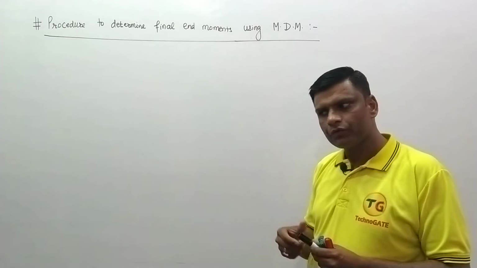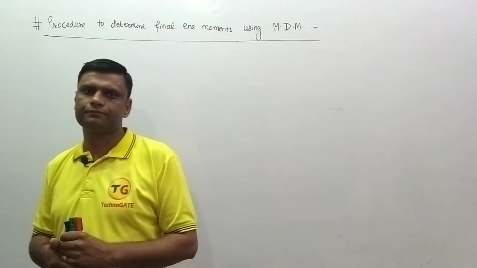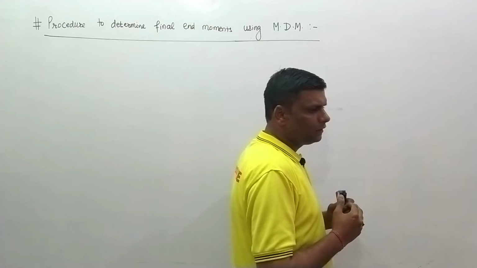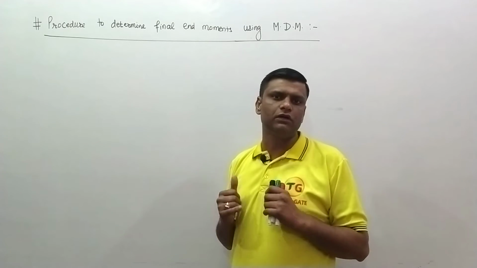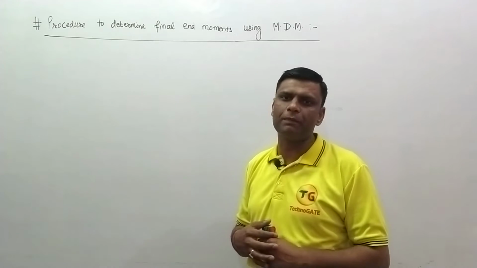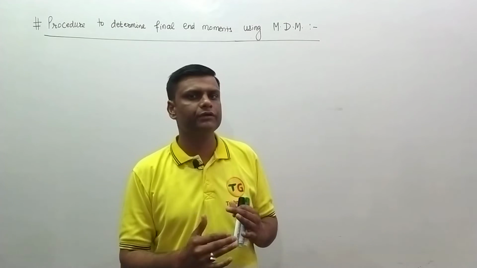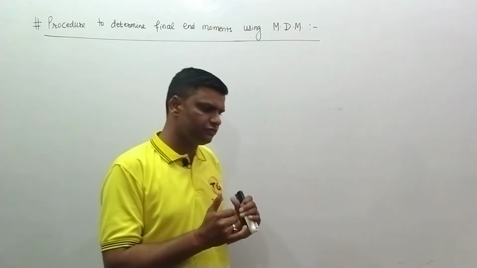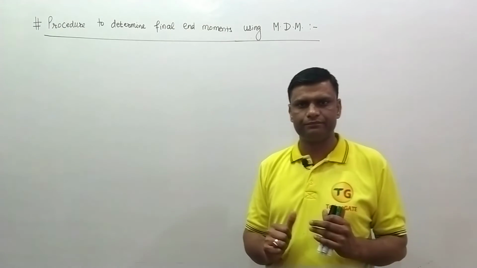Third step, we have to calculate the balancing moment. If the algebraic sum of all the moments for the members meeting at a rigid joint is not equal to 0, then we have to apply some balancing moment. Fourth step, we have to distribute that balancing moment in the proportion of their distribution factor for the members meeting at the rigid joint.